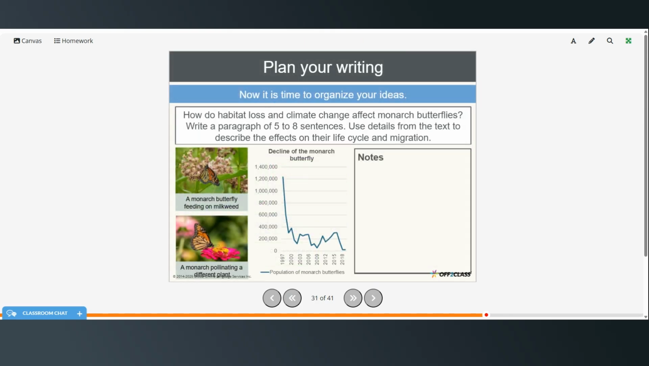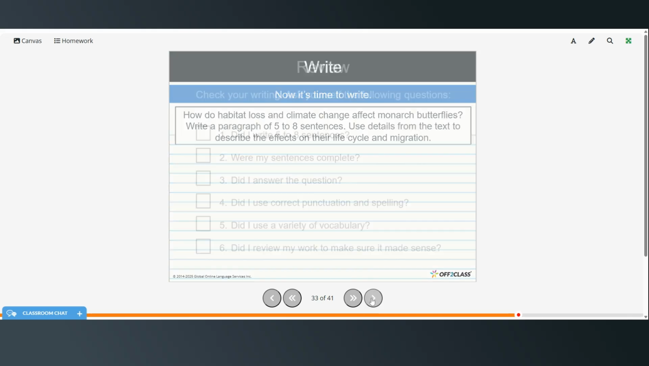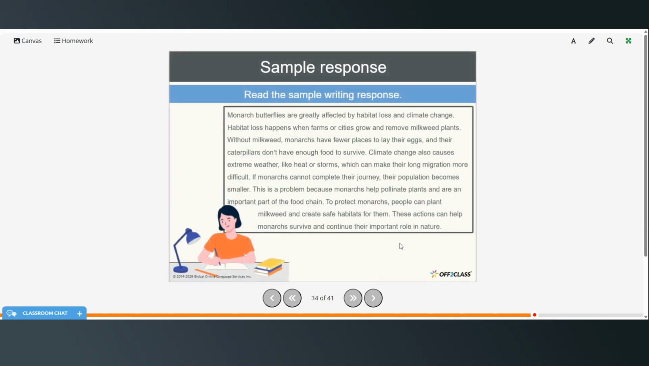So organize your ideas, plan your writing using your notes, the pictures and diagrams, and the captions underneath. Now go ahead and write your paragraph. And when you're finished writing, check your paragraph against the following checklist. And now we'll look at a sample response.